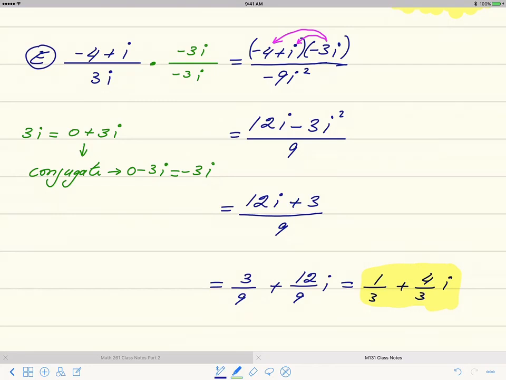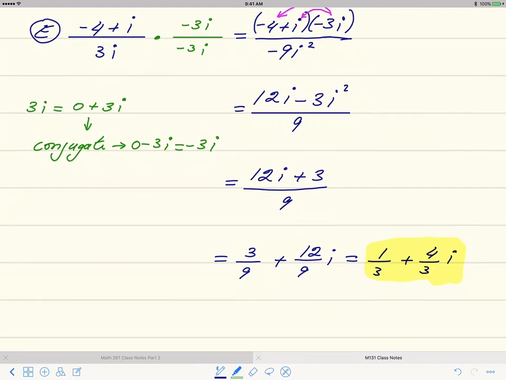So in summary, you want to write down the numerator and denominator in standard form. You want to multiply by the complex conjugate and simplify. Make sure your final answer is in standard form.